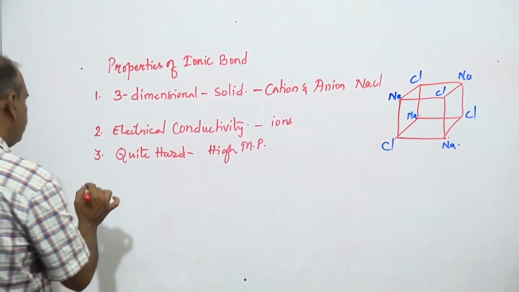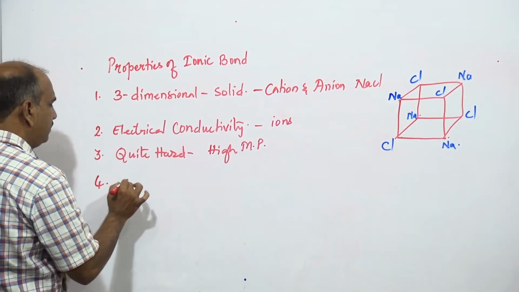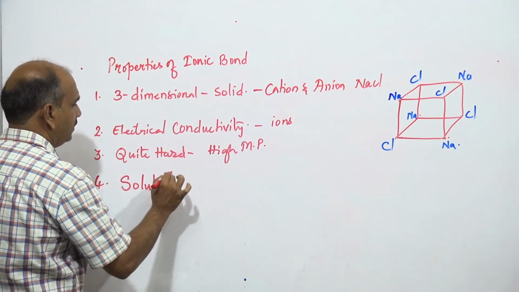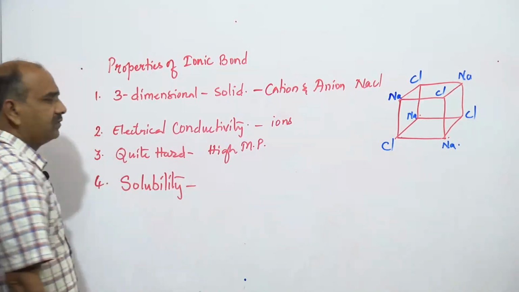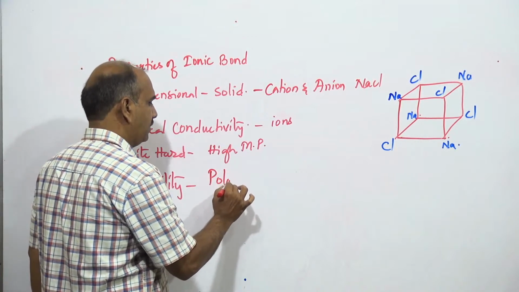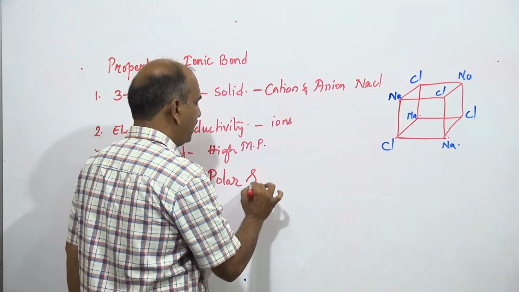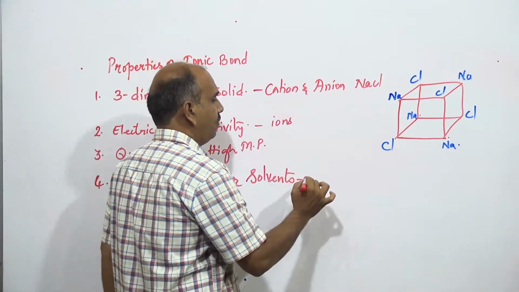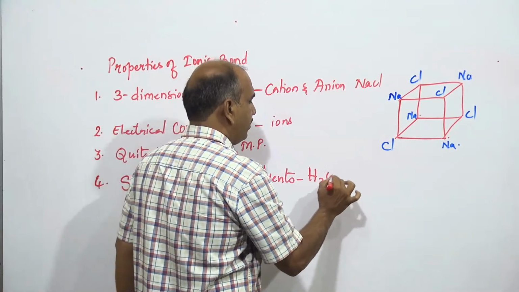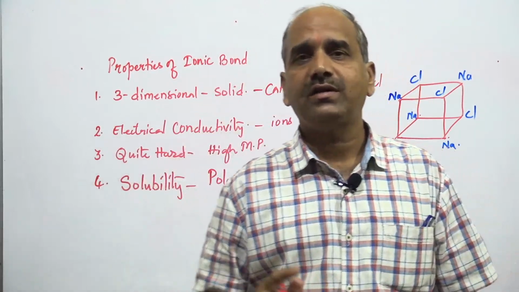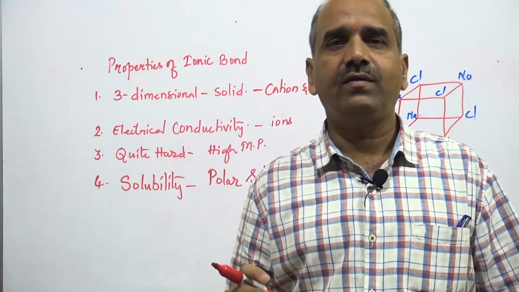Then the fourth point, solubility. They are soluble in polar solvents like water, but they are insoluble in non-polar solvents like ether, benzene, toluene, and others.